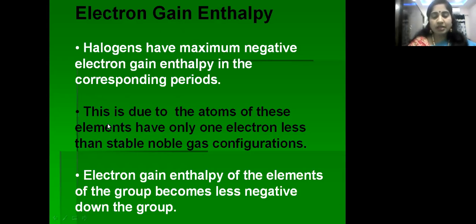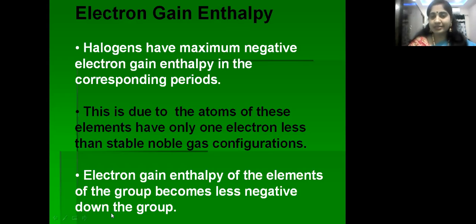Next, this is due to the atoms of these elements having only one electron less than stable noble gas configuration. So they are having only one electron less when compared with the noble gas configuration. That's why if you give one electron to it, they easily accept that electron. So because of that, their electron gain enthalpy is maximum negative when compared with the remaining elements in the corresponding periods.